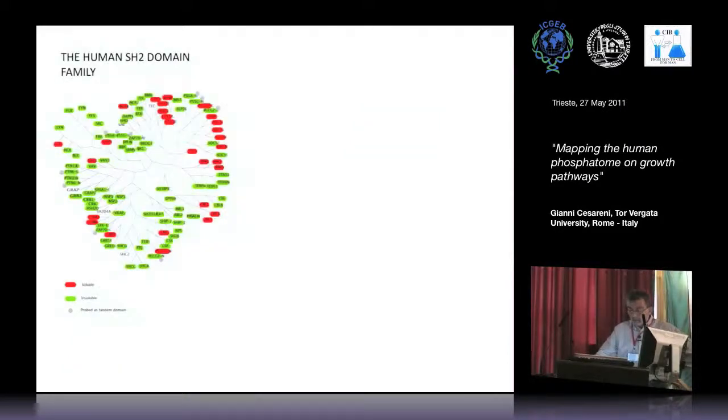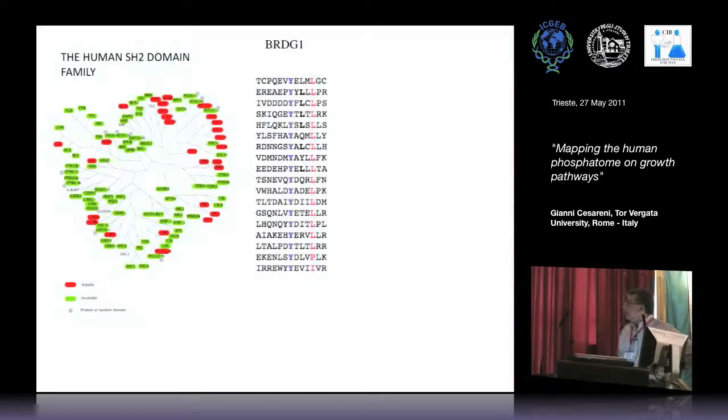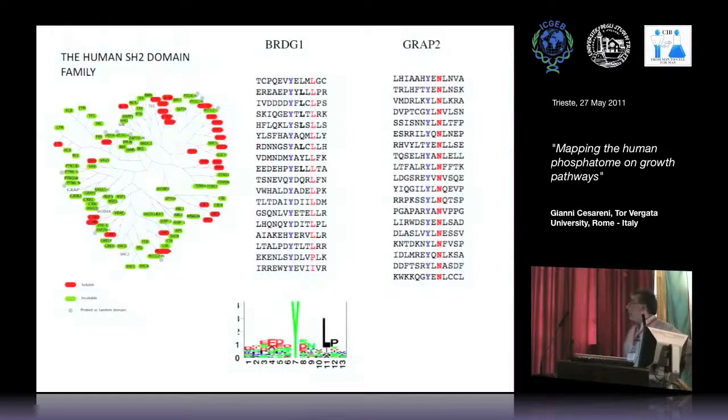So we have used this type of approach to map the recognition specificity of the family of SH2 domains that, as you all know, recognize phosphotyrosine peptides. Essentially, we have these 20,000 peptides on the chip. We probe it with SH2 domain BRDG1. We see which peptides react, and by aligning them, we see that this SH2 domain likes to have a leucine in this position, while a different domain, like the one of GRB2, likes to have an asparagine at position -2.